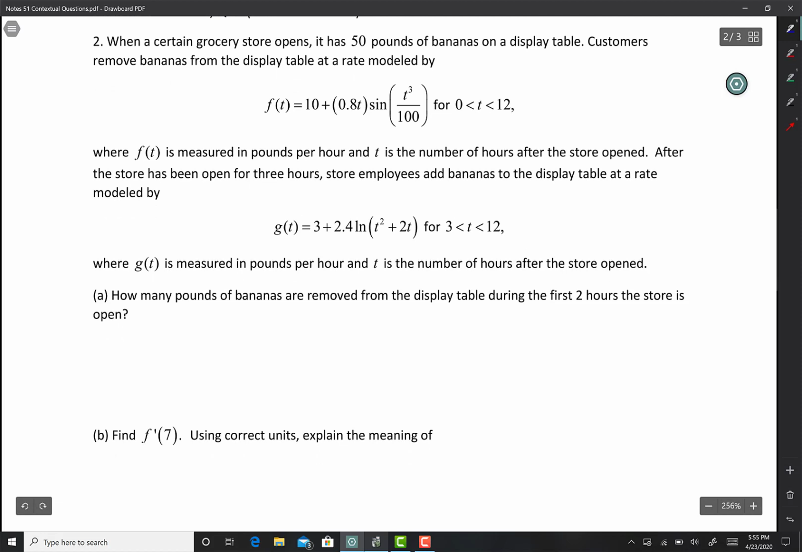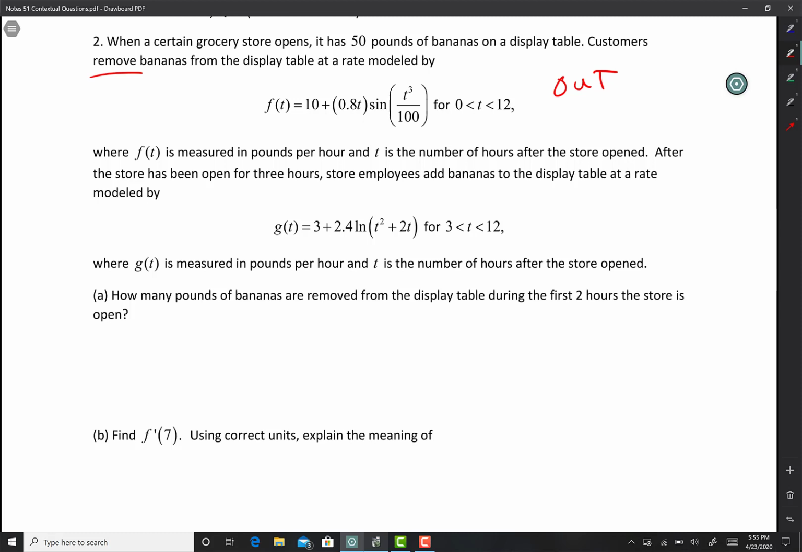The famous banana question. When a certain grocery store opens, it has 50 pounds of banana on display on a display table. Customers remove bananas from the display table at a rate modeled by. So this says remove, so this is out. Out, in and out, where F of T is measured in pounds per hour and T is the number of hours after the store opened.